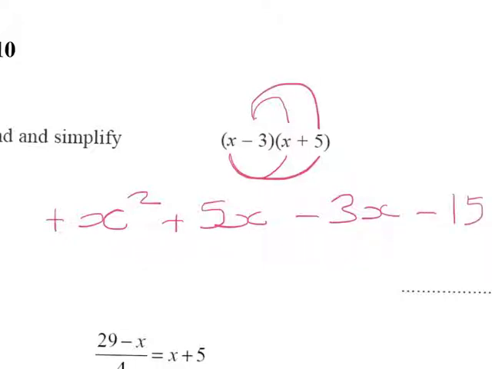Okay, that's not finished, that's expanding, but it's not the simplifying. So if we simplify that, we get x squared, because there's no other x squared terms, then we get plus 2x, take away 15. That's going to be our answer. There we go, 15.